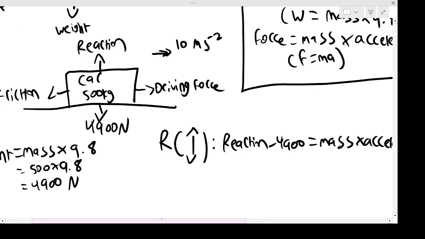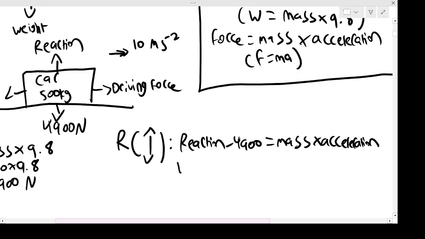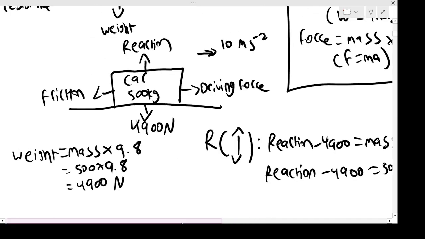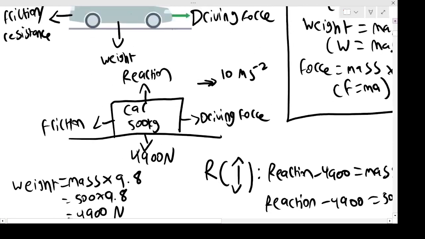Now, the math. So if I write this out again, reaction minus 4,900. Well, the mass is 500. And the acceleration now. Now, because we're looking vertically, you might think, well, I said the acceleration was 10, but look at the direction. The acceleration is horizontal. It's moving to the right.